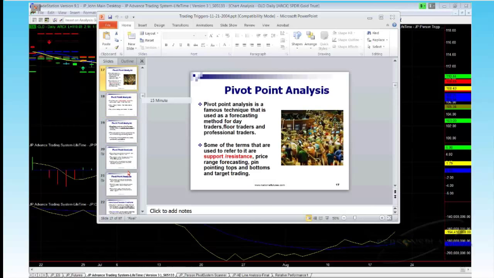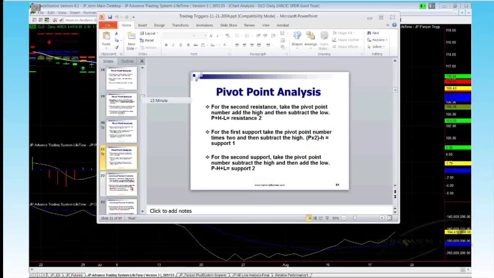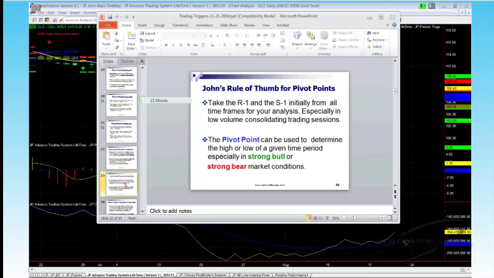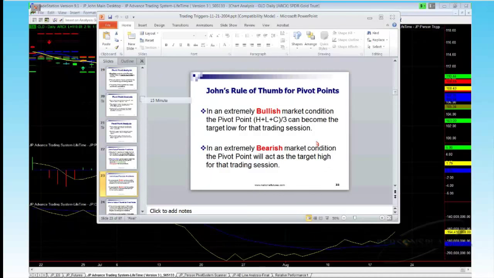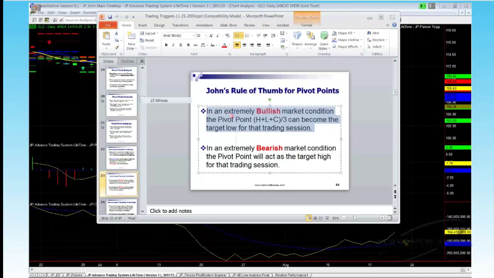So hopefully you can see what we've got for the support and the resistance. And this is what I wanted to share with you, this one particular slide. Note what it says: in an extremely bullish market condition, the pivot point, which is the blue line, or the typical price, which is created by the high, the low, and the close divided by 3, can become the target low for that trading session. So this is out of the archive from literally 12, 13 years ago.